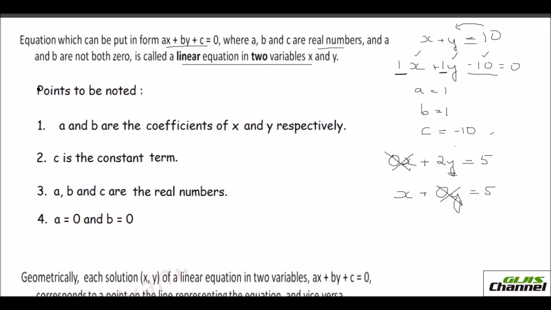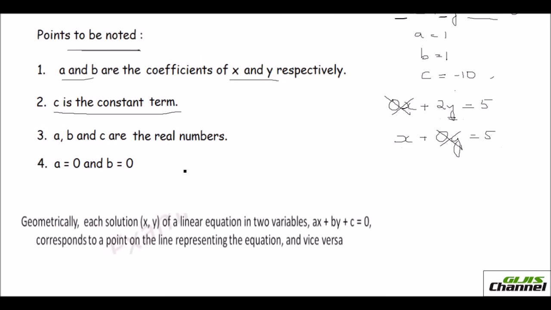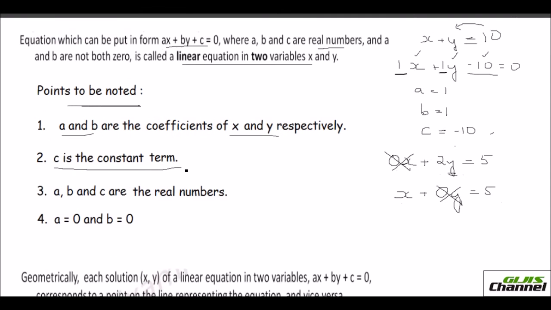So I have just noted down all the points. Here you see that a and b are the coefficients of x and y respectively. A is the coefficient of x and b is the coefficient of y. Now, c is the constant term. C is constant. It doesn't change, whereas x and y keep changing according to the values given to one variable, while c is always the same.